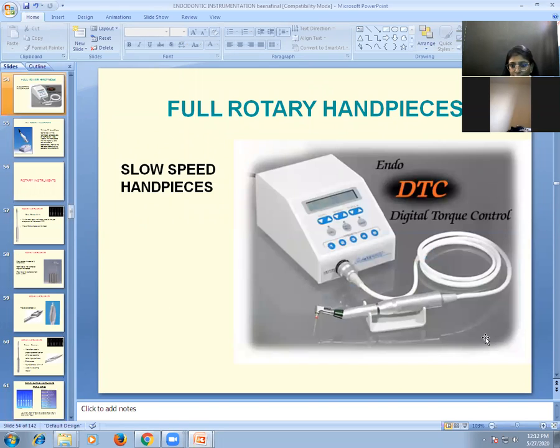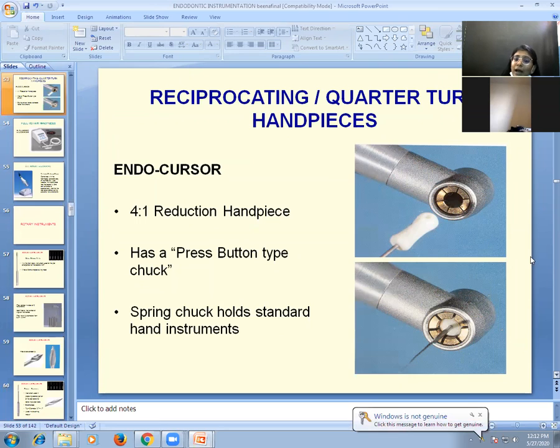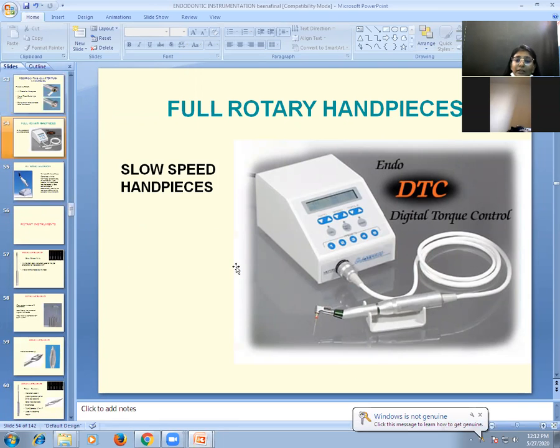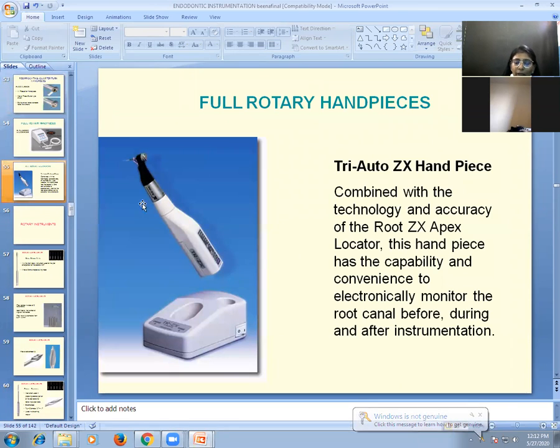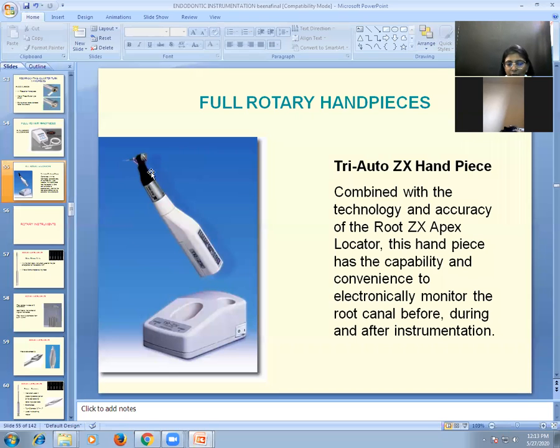We usually do not use this. We use the Endo Motor. Okay, this is the recent Endo Motor. These are high speed handpieces, and these are the slow speed handpieces. There's a very recent one. This is the Tri Auto ZX handpiece. In this, there is the root apex locator attached, and also the motor, electronic motor, with which we are going to do the rotary instrumentation.